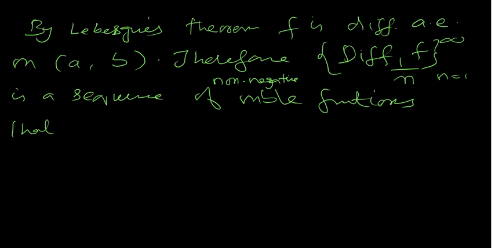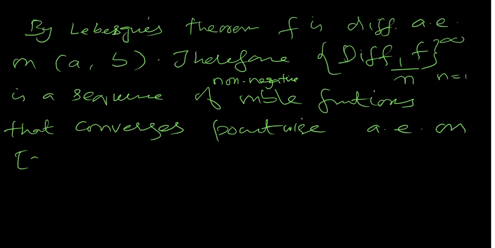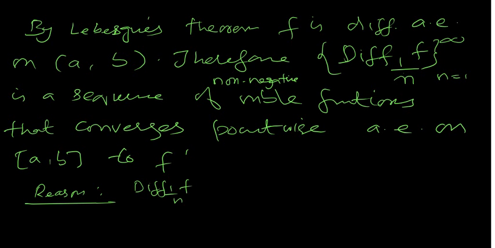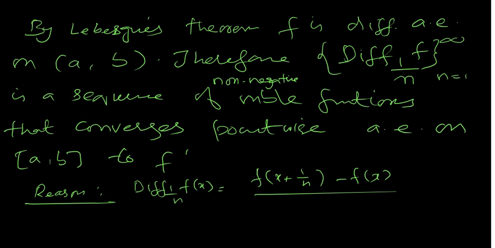That converges, because whenever n is approaching infinity, the limit of f of x plus 1 over n minus f of x divided by 1 over n is equal to f dash. That converges pointwise almost everywhere on this interval a to b to the function f dash. You can see the reason of this. The reason is that the divided difference of 1 over n of f at x pointwise is equal to f of x plus 1 over n minus f of x divided by 1 over n.